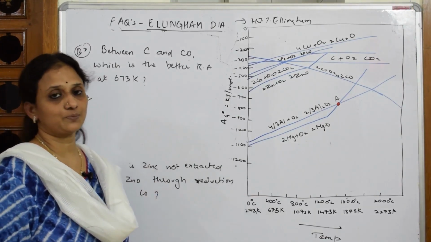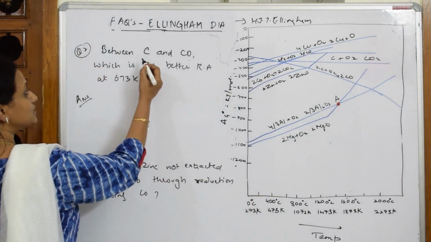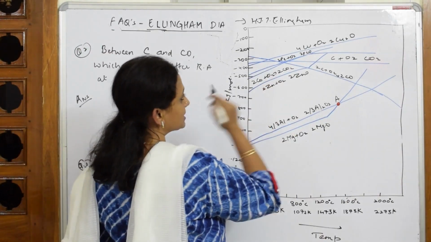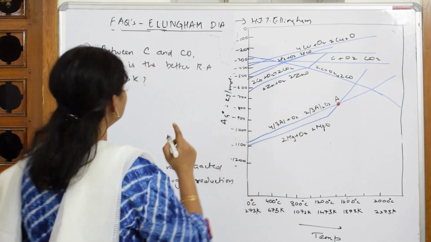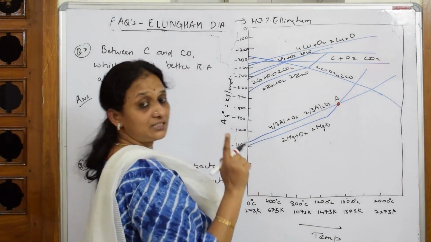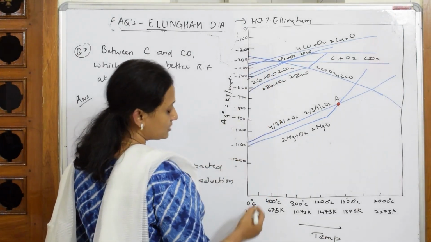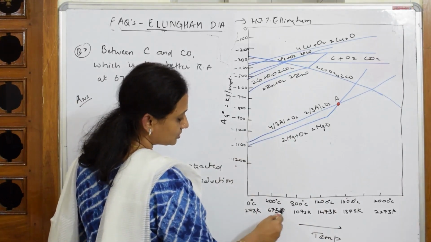The delta G naught is important, right? So delta G naught value is plotted against temperature. Now they said compare between carbon and carbon monoxide. In this graph, where is carbon existing? Carbon is here, right? Now carbon monoxide is here. Between this and this, which is a better reducing agent at 673 Kelvin? Now where is the 673 Kelvin? These are all delta G naught values. These are all temperature values. Now 673 Kelvin is here.